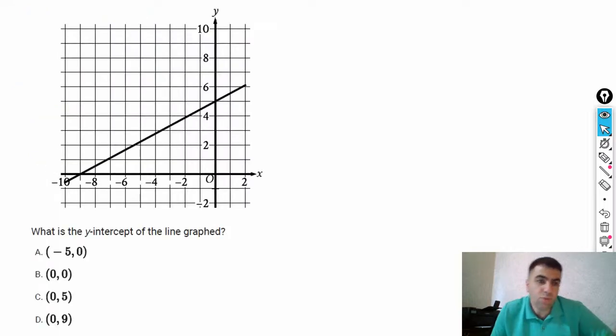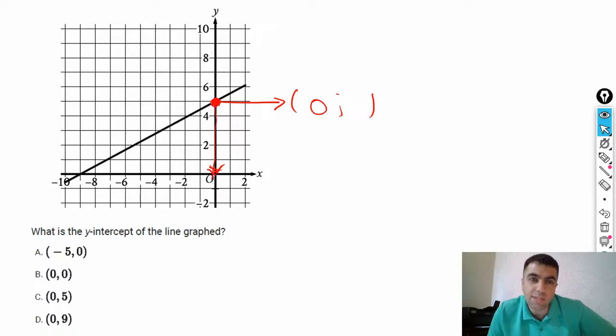Okay, let's continue. What's the y-intercept of the line graphed? Do you see the y-intercept of the graph? Mr. Turan says C, this is 5. Yeah, Turan, you are right. The y-intercept is here, and the x coordinate of this point is 5, right? The answer is C. Yeah, Farid, you are right.